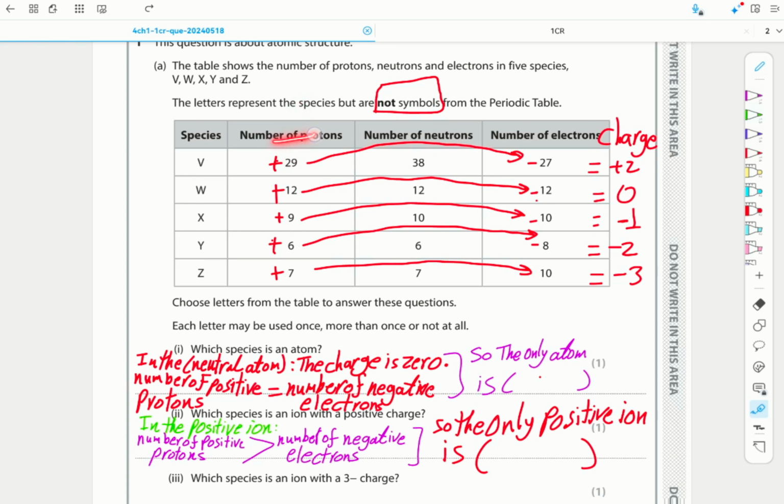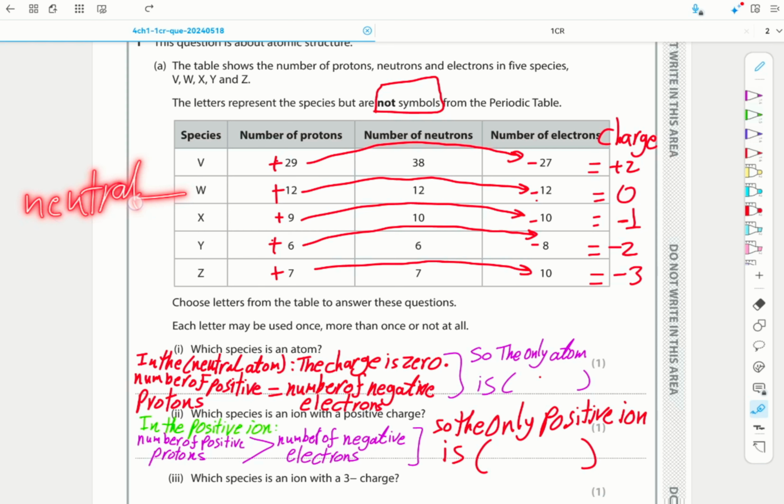So we have an extra 2 positive charges, and the final charge of the atom is plus 2, and the atom can be represented like this for those who are interested in how to represent atoms. We have W, as we see here, 12 positive protons and 12 negative electrons. So this one here, W, is a neutral atom.